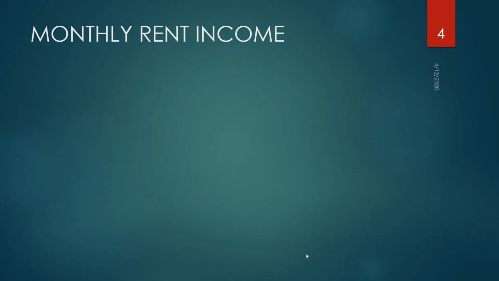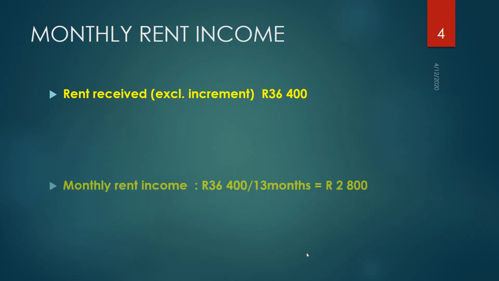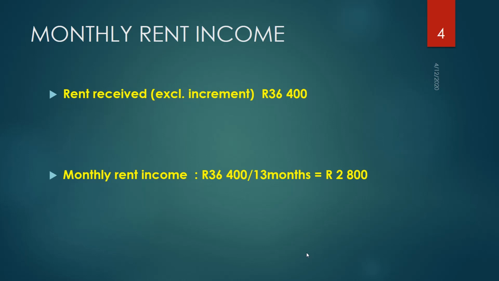In this slide, we want to determine the monthly rental income. The purpose of determining the monthly rental income is so that we can determine the rental income that was paid for 12 months, which should be taken to the income statement. We're simply going to take the rent received as determined in the previous slide of 36,400. We're going to divide by 13 months. Remember, I need to emphasize because the tenant paid for 13 months. So we're going to divide by 13 months to establish the monthly rental income. Our monthly rental income is 2,800.